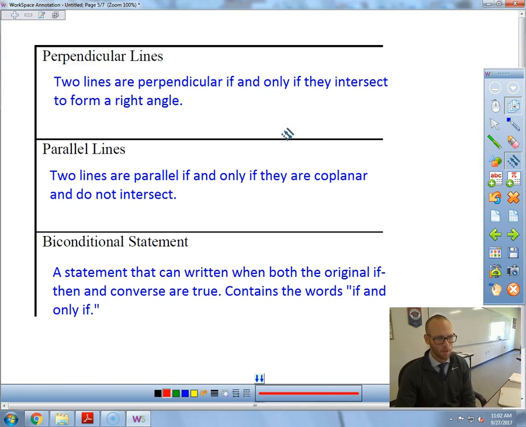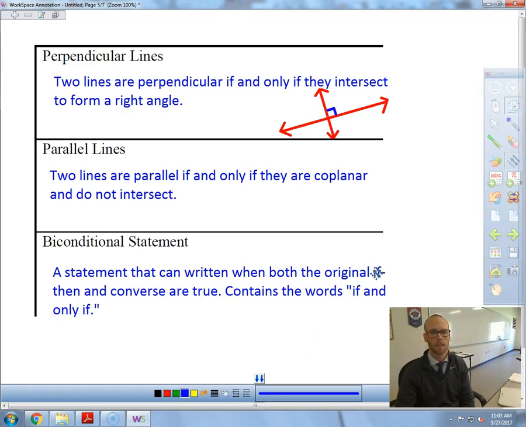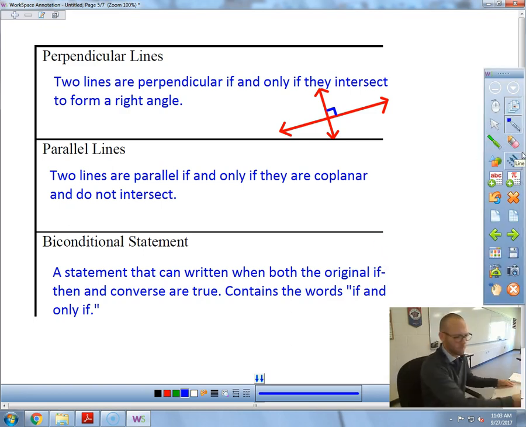Let's draw in some pictures here too. Let's draw in something that looks perpendicular. So if it's perpendicular, what should I see? Well, that means there's a right angle there. So I should see that right angle symbol, that little box, that little square in the angle. I'm going to name these lines.